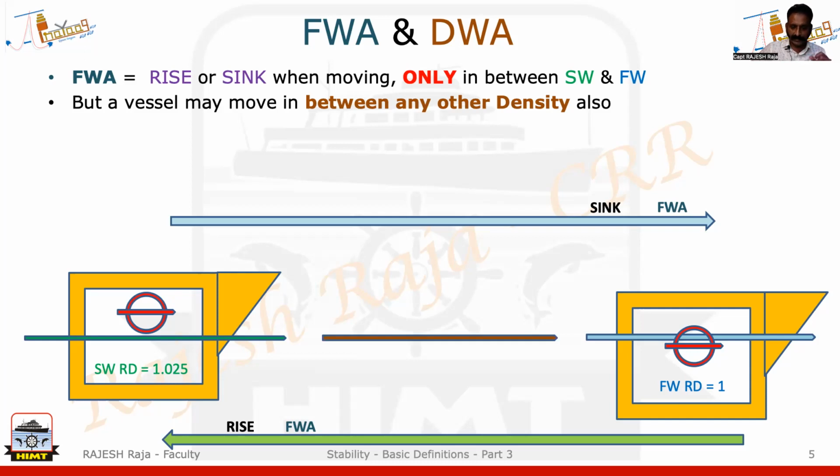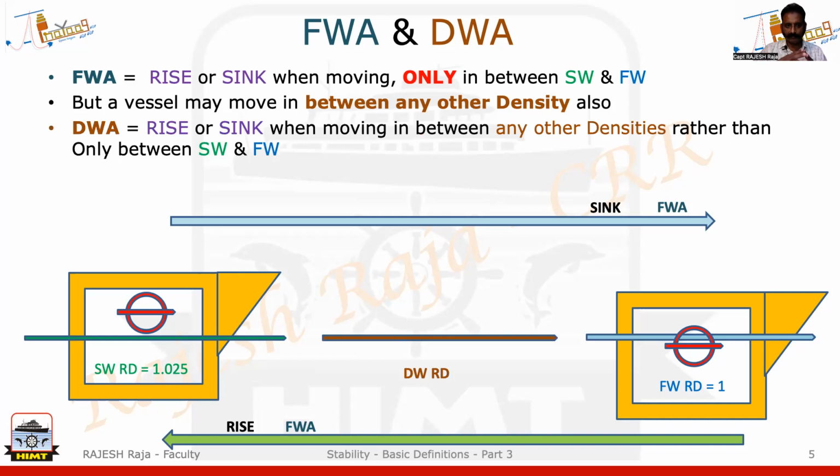So let us say I have a dock water density. I have not mentioned any particular value, it can be anything. I mention an intermediate stage, which really happens whenever you sail from saltwater to freshwater. As I told you, the density will not change suddenly, it changes gradually, and the in-between water is called your dock water. Now I come to the next definition, the second definition which I'm going to talk about. Dock water allowance is the rise or sink of a vessel when she is moving between any other densities which are not saltwater and not freshwater. As I told you, various combinations are there.